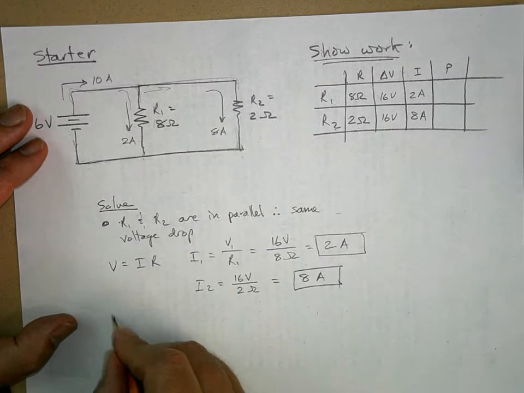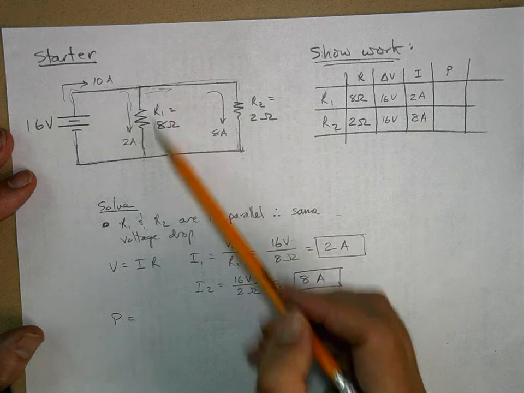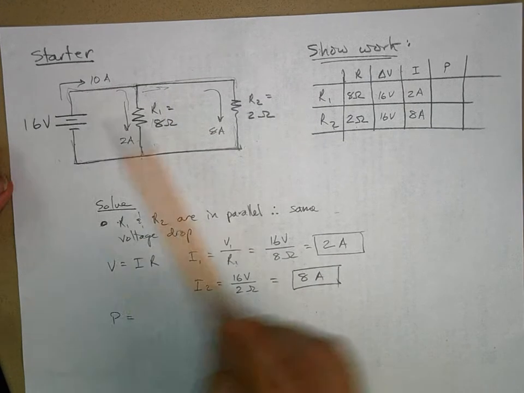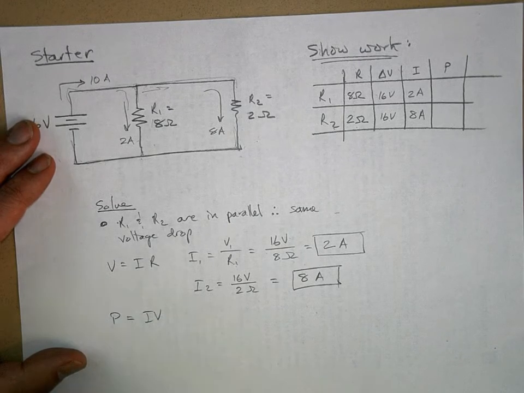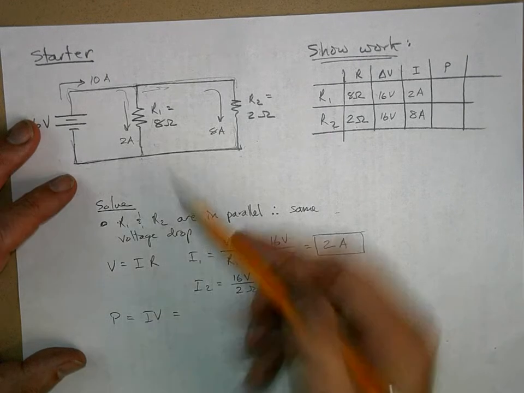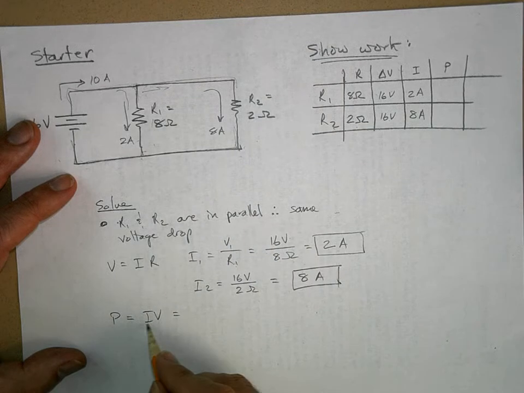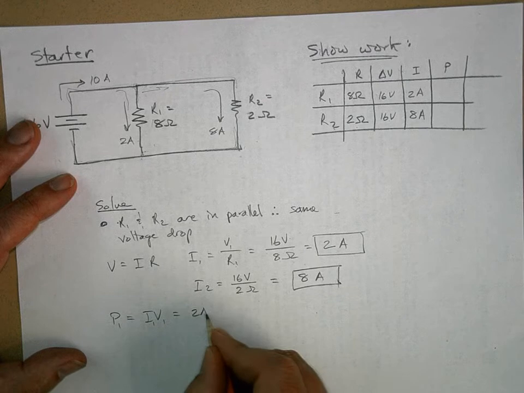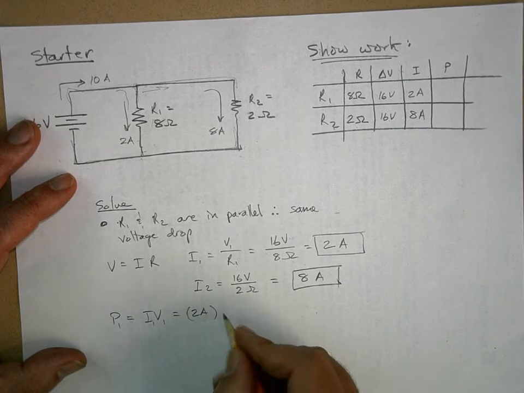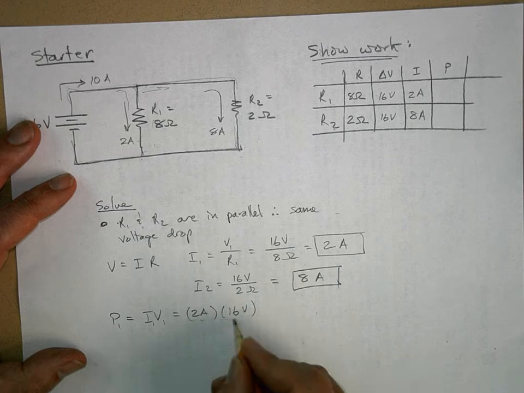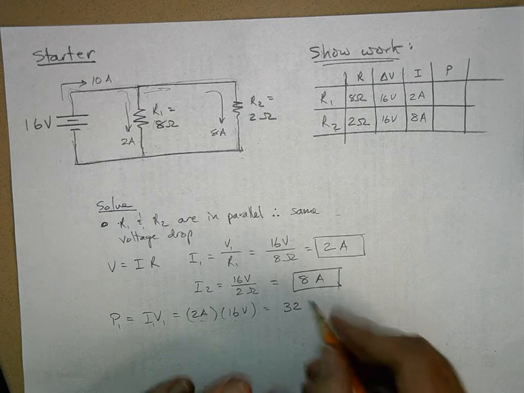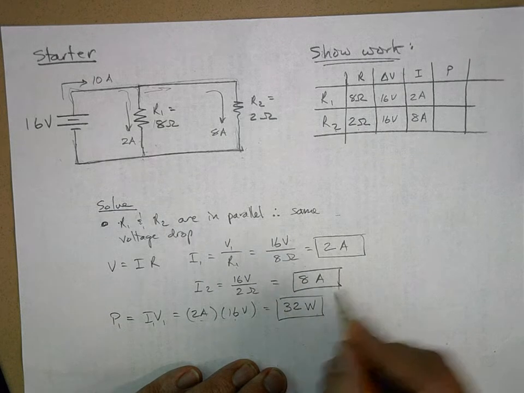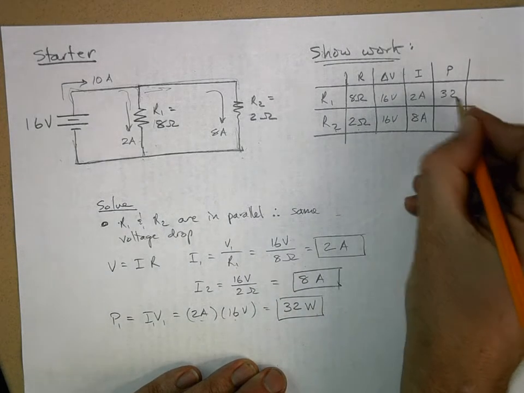Now, power equals, well, what do I know? I know the resistance, and I know the current. I know the voltage drop. It doesn't matter which one you use. I'll use I times V. It's a little bit easier. So this is P1 equals I1 V1. I1 is 2 amps. V1 is 16 volts. 2 times 16 is 32. And a volt times an amp is a watt. 32 watts.